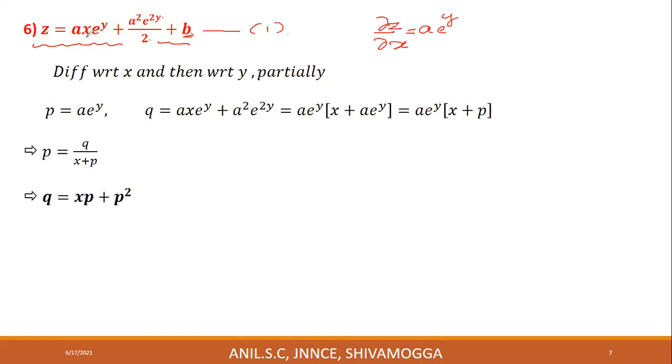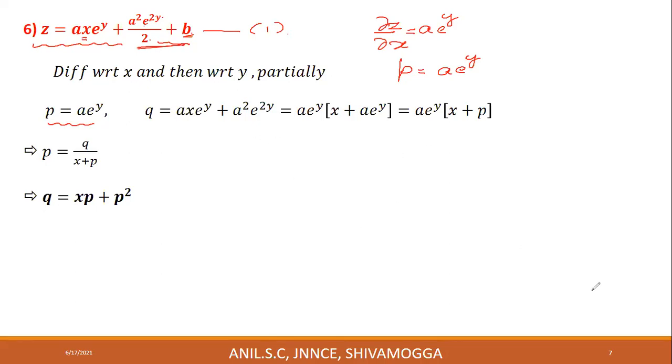Derivative of x partially with respect to x is 1. And a square into e power 2y divided by 2 is a constant. There is no x here, therefore this must be treated as constant. B is also a constant, therefore derivative must be 0. And del z by del x is denoted by small letter p. P is equal to a into e power y. The given equation is differentiated partially with respect to x.